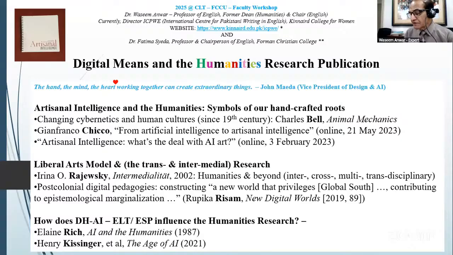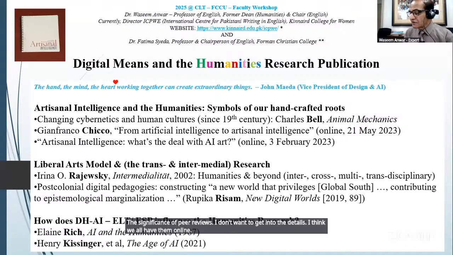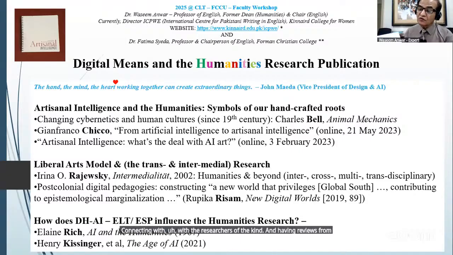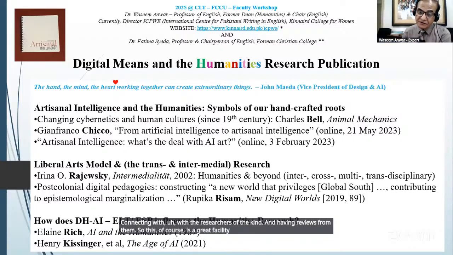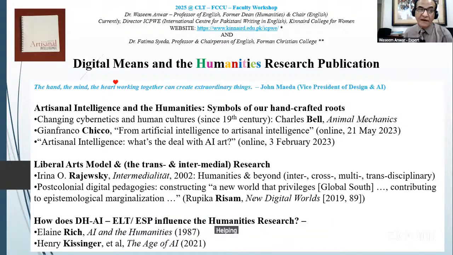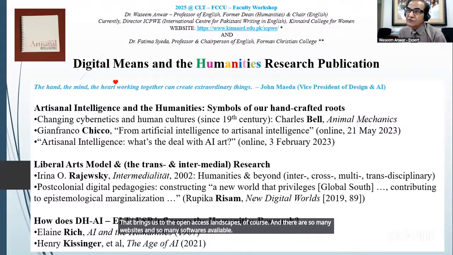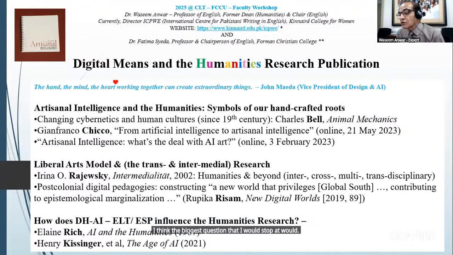On the significance of peer reviews, I don't want to get into the details. I think we all have them online, like DOI or PLOS or REF, and these are different ways of connecting with researchers of the kind and having reviews from them. This, of course, is a great facility through digital humanities, and artificial intelligence as well, helping us connect in a wider range. That brings us to the open access landscapes, of course, and there are so many websites and so many software packages available. I think the biggest question that I would stop at would be, so what are we doing?